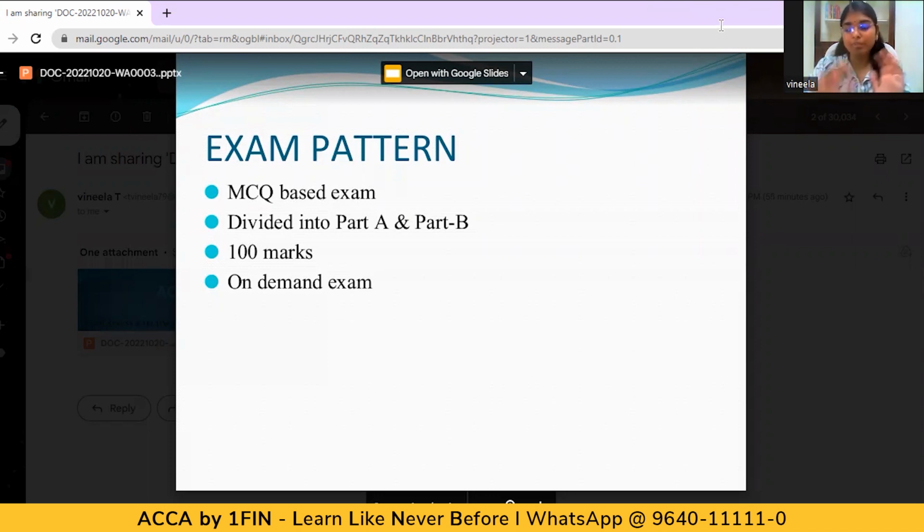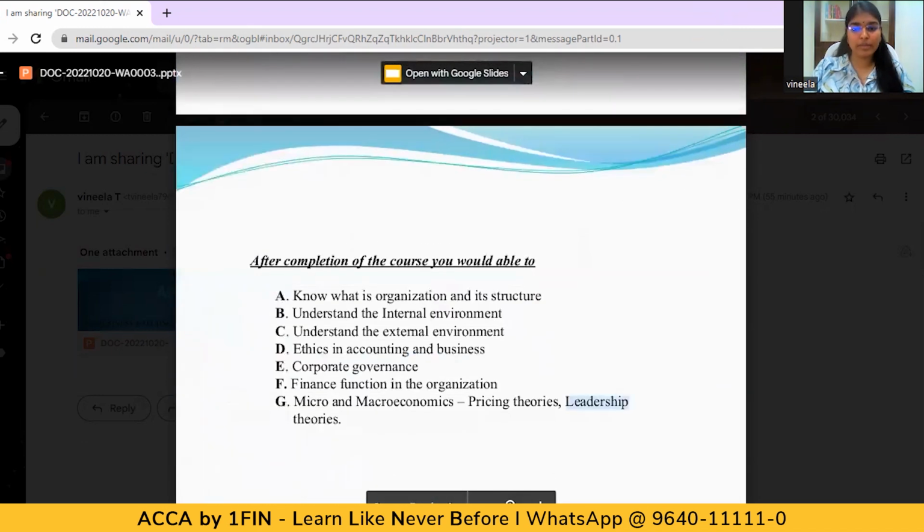Generally, I've seen people think that the business and technology paper is a bit easier compared to management accounting or financial accounting. But the business and technology paper has its own importance, not only at the knowledge level, but also at the skill level and the professional level. So this is what the whole business and technology paper is about.